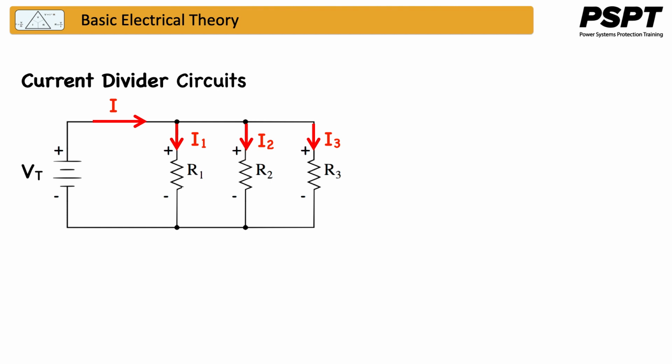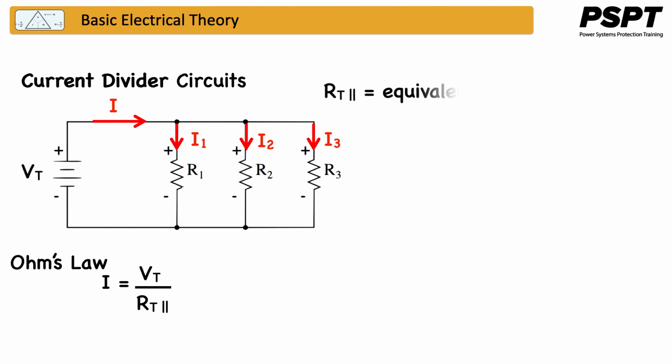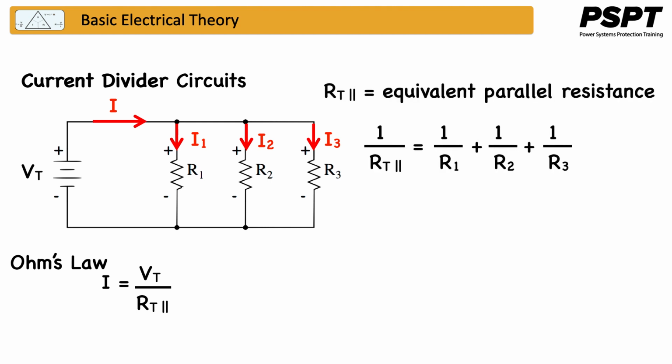Ohm's law tells us that the total current will be given by the supply voltage divided by the total parallel equivalent of the resistors that are parallel in the circuit. The equivalent parallel resistance can be calculated using this equation, where 1 over the parallel equivalent is equal to 1 over R1 plus 1 over R2 plus 1 over R3.